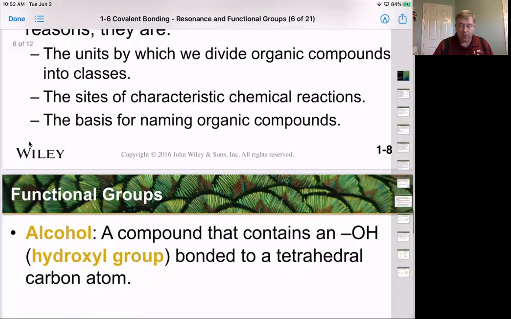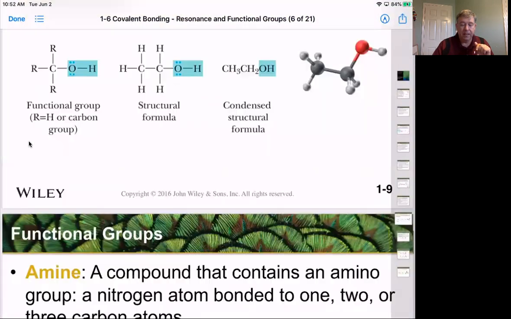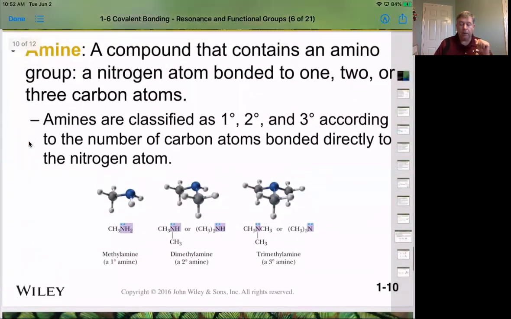Okay, so the first functional group I want to talk about is the alcohol. The alcohol is whenever we have an oxygen bonded to a carbon, and then that oxygen also bonded to a hydrogen. So electronically, that oxygen is in that tetrahedral shape, and that hydrogen we can use to do chemistry on. So an alcohol is an organic compound that has a carbon, oxygen, hydrogen bond. That's the alcohol.